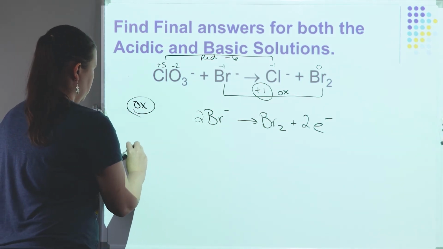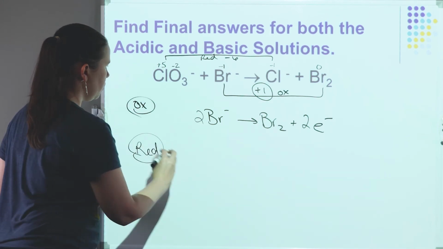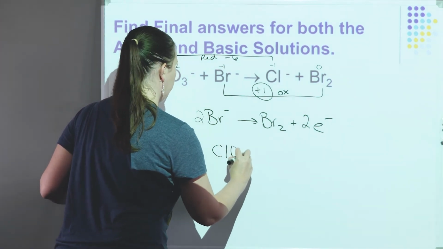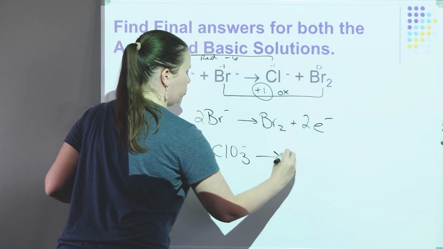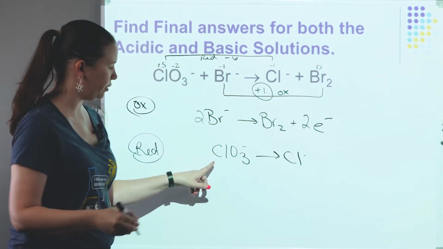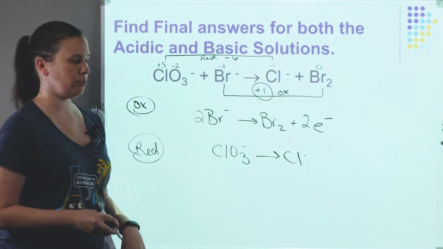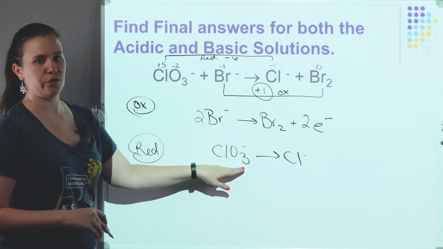Now let's look at the reduction reaction. So the reduction is ClO3 minus producing the chlorine. So 1 chlorine on either side. Now let's address the oxygen problem.